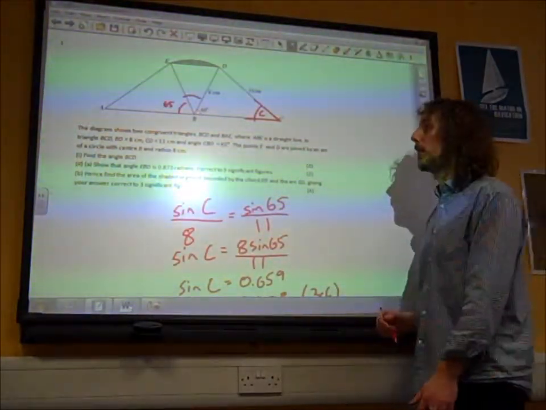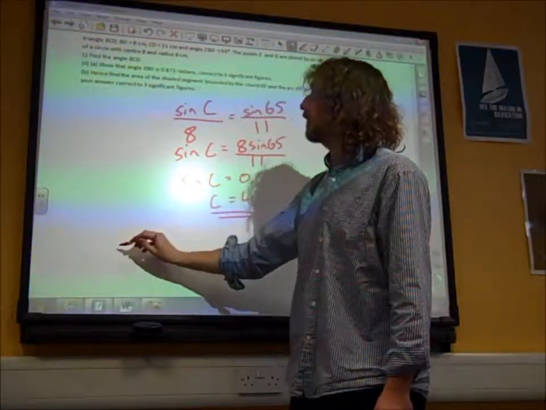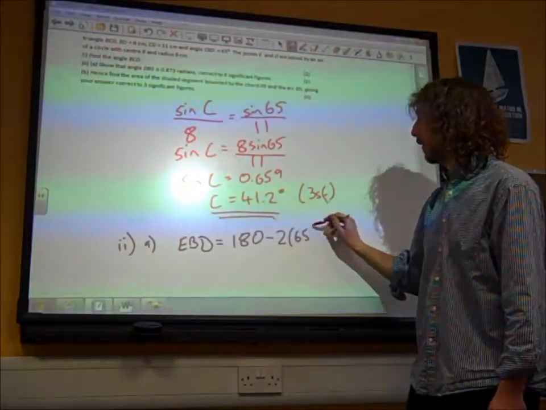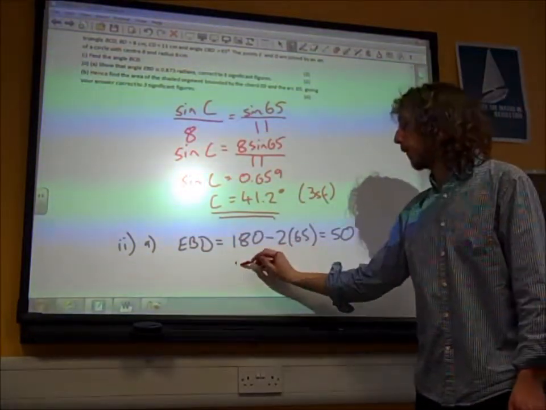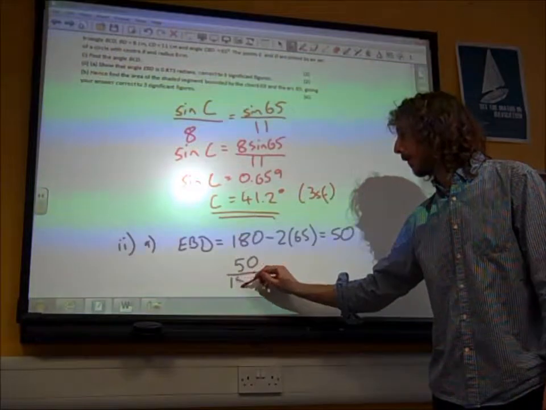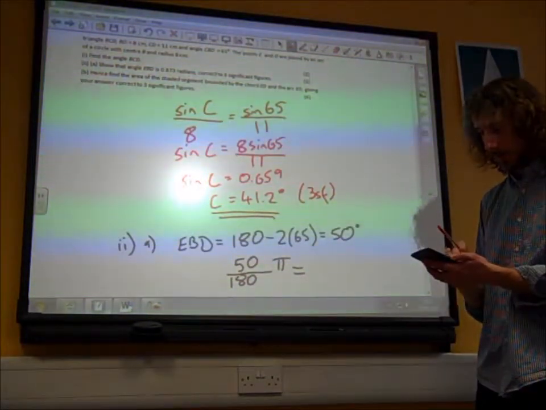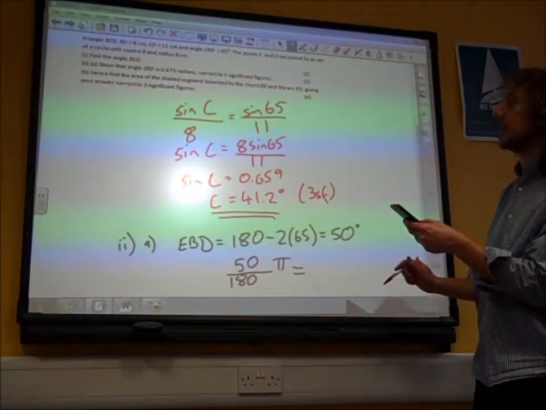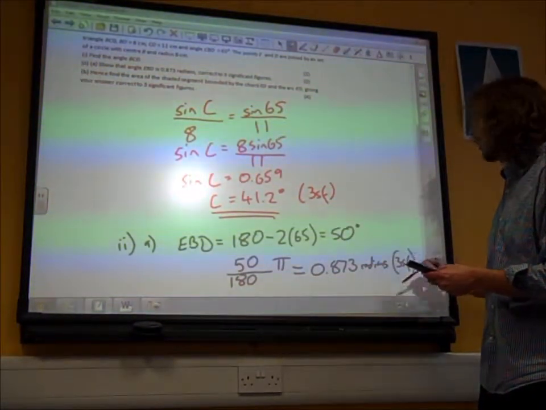In which case, all we have to do here is do 180 minus 2 lots of 65, and that will give us it in degrees. So that's 180 minus twice 65, which is 50 degrees. The question said, show that it's that in radians. So remember if pi radians is 180 degrees, we want to know what fraction of 180 this is. So it's 50 180ths of pi, which gives us 5/18 of pi. 0.873 radians to 3 significant figures. There we go.